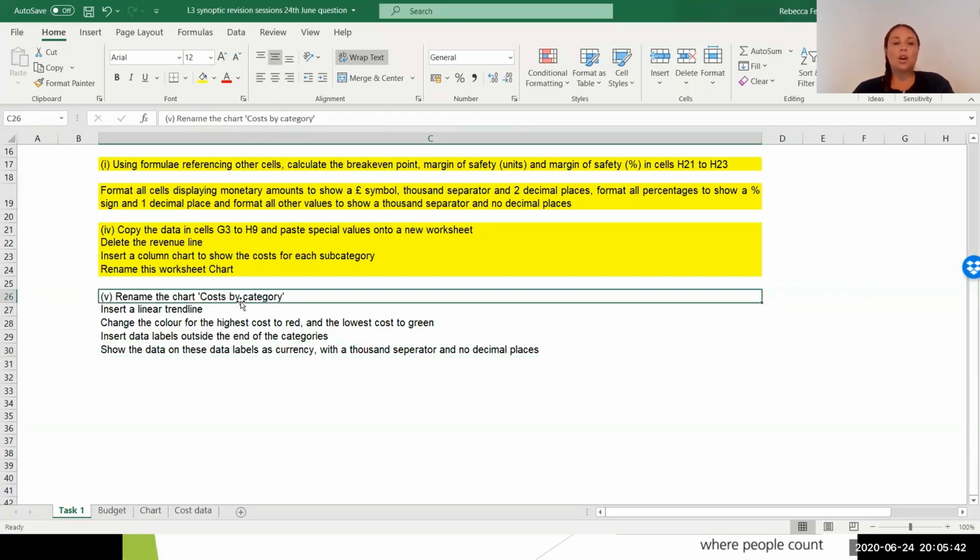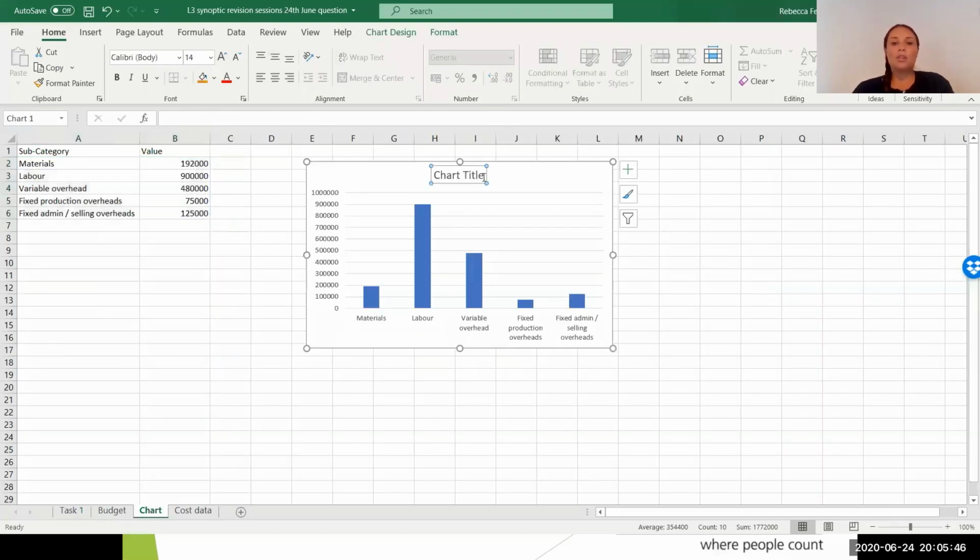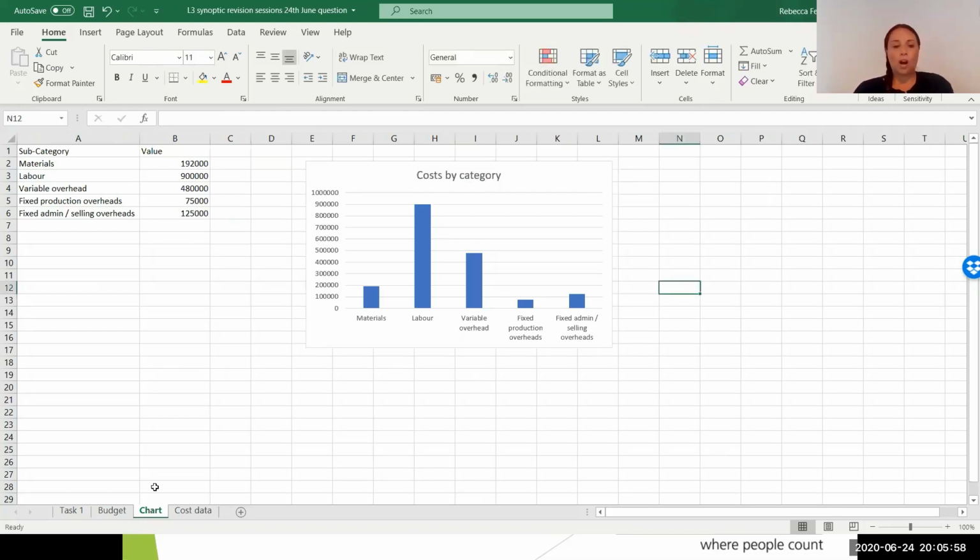So rename the chart cost by category. So back on my chart tab, I'm just going to select my chart title and highlight it, and I'm just going to type over costs by category. Done that first requirement.